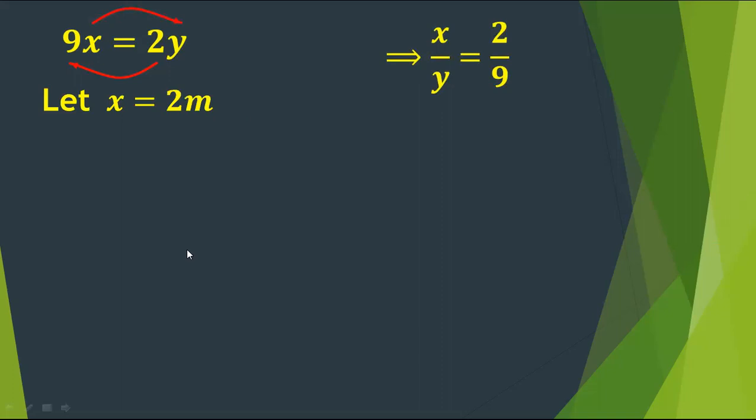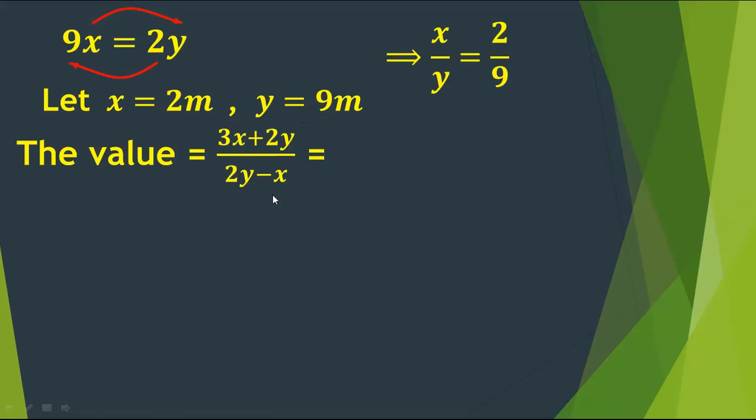Then x over y equals 2 over 9, ratio equals constant number. Here can we say x equals 2, y equals 9? No, because maybe we simplify this ratio by dividing up and down by any number. Then here we can say that x equals 2m, where m is a constant. You can say 2n, 2l, 2k, as you like. Don't forget, this is very important: saying x equals 2 and y equals 9 is wrong. Then here x equals 2m and y equals 9m. M is a constant.